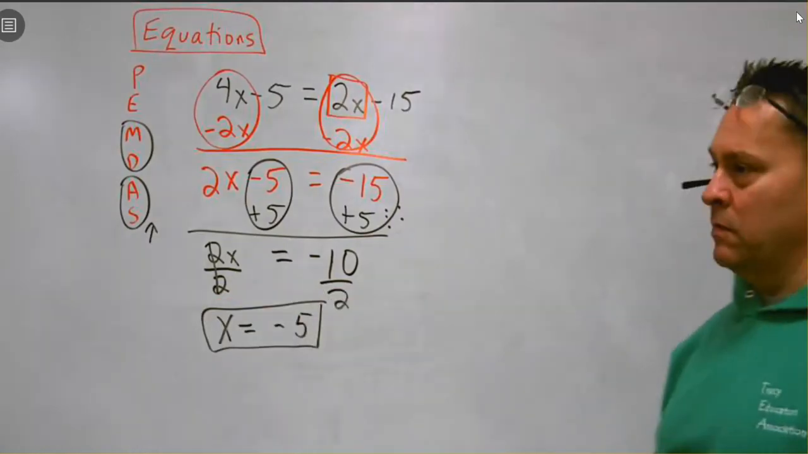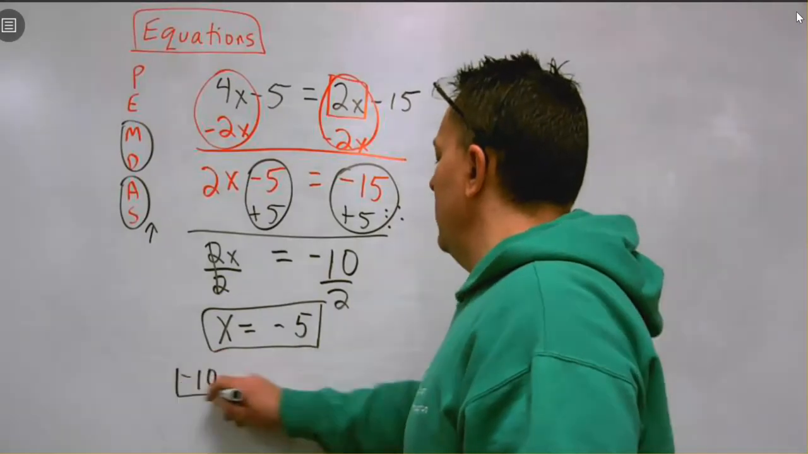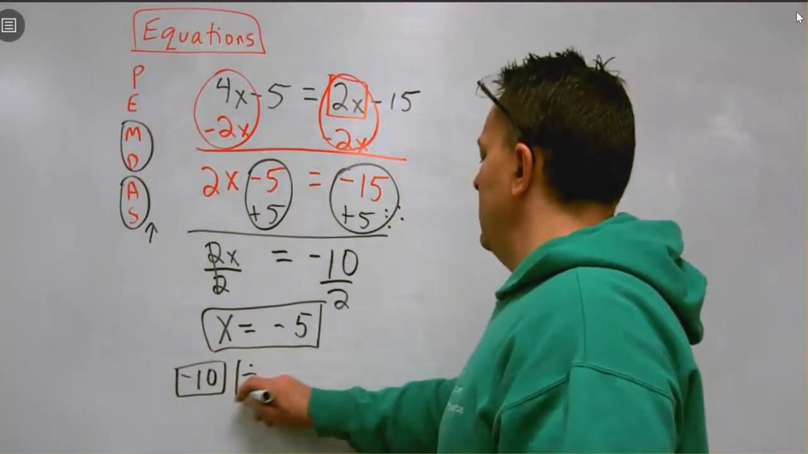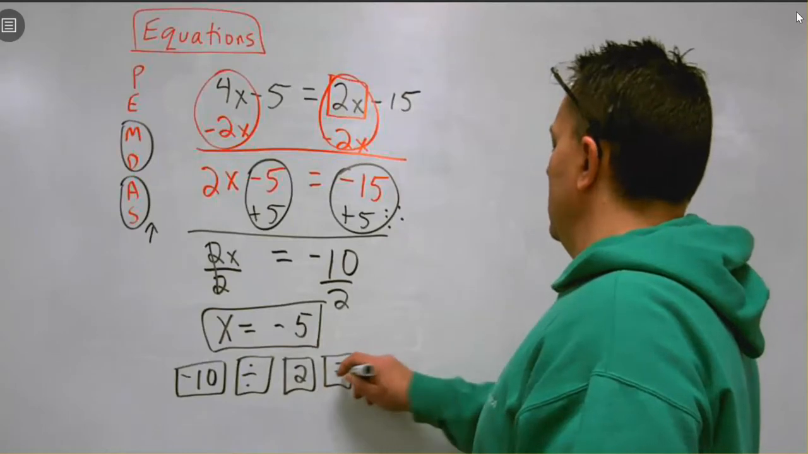Okay, if I'm popping that into a calculator, I just type in negative 10, type in divide, type in 2, and type equal. And you'll get it right there.